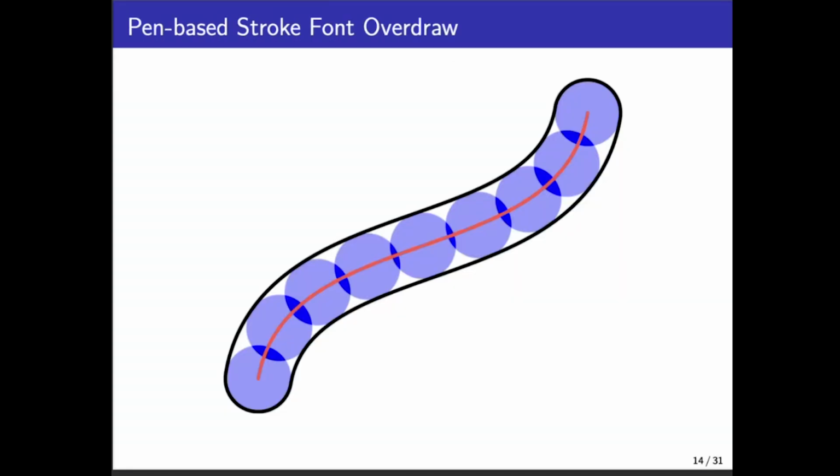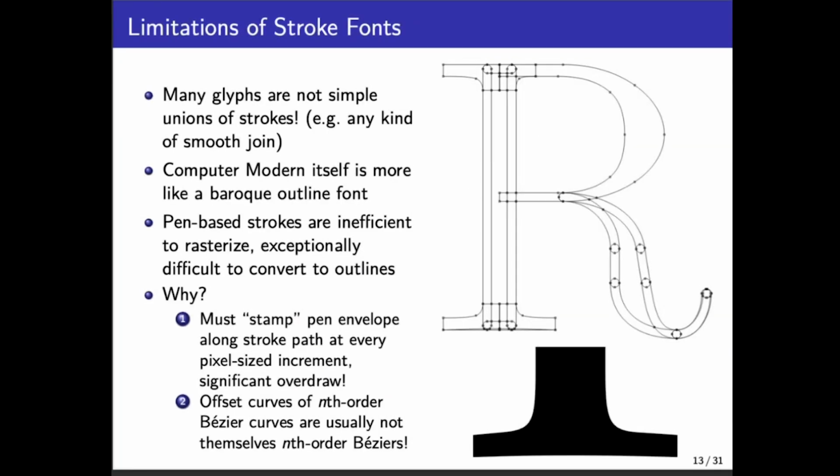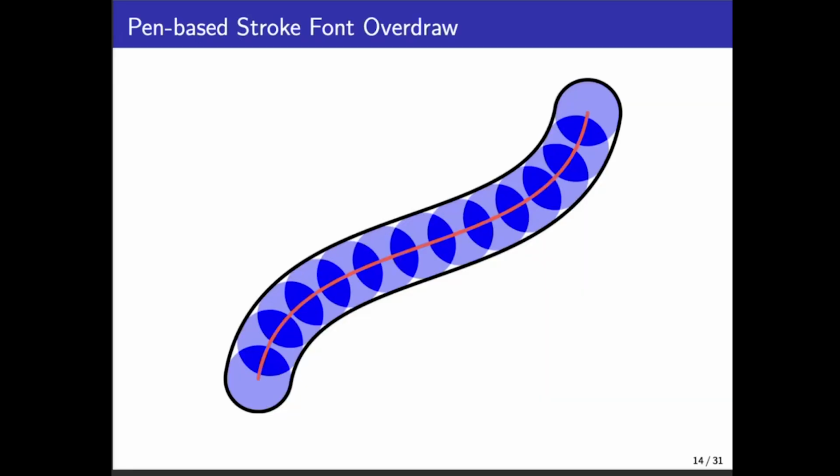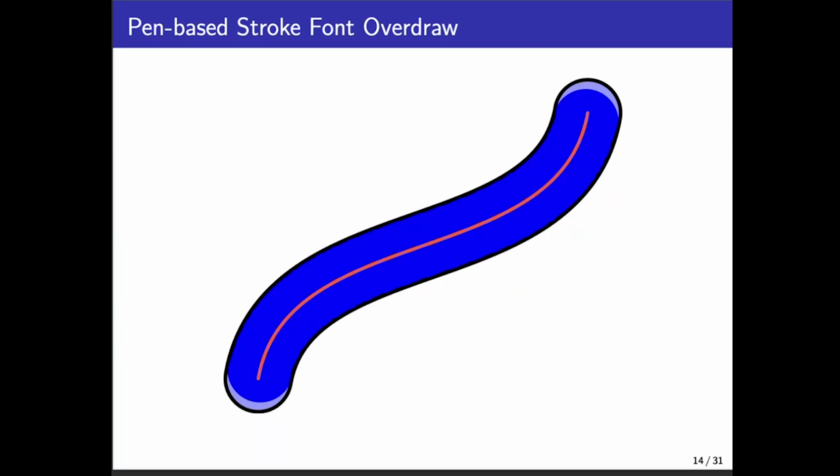And there's another problem also, which is that stroke fonts are very inefficient to rasterize. I'll show you what I mean. Here we have this font, and this is a circular pen. The dark blue is where there's overdraw, where we stroked it twice, because you've got to drag the pen across the drawing surface. And as you see, as we fill it in more and more, it becomes dominated by overdraw, like this.